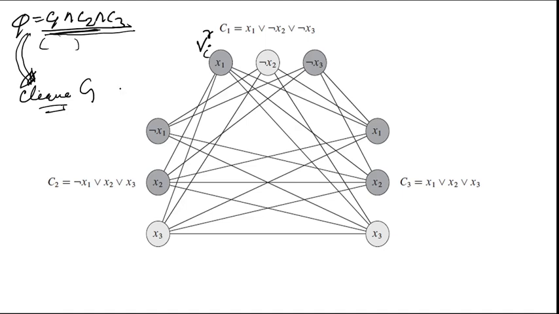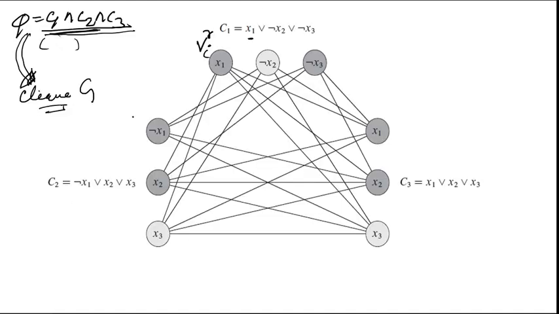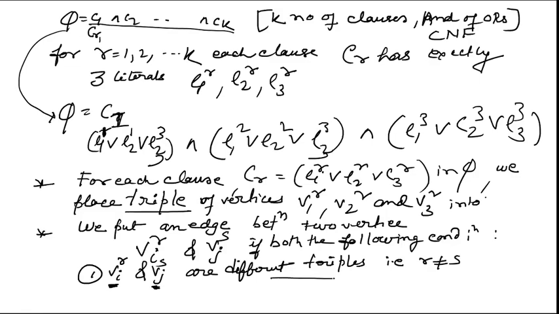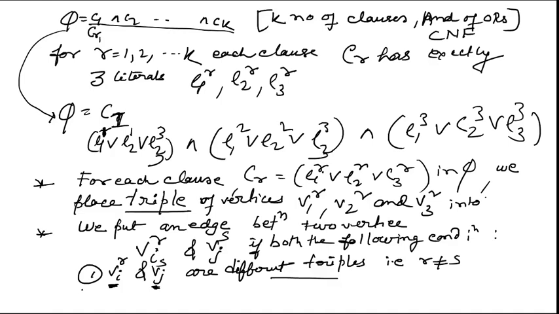This is VIR, the first literal, this is X1. And this is VJS. The first condition says they are different triples. That means this triple is different from this triple, so there is a chance that we'll consider them for connection. That is the first condition, but it is not the end. The second condition is also there. In the last class I told you, but again I'll repeat it. The second condition is that the corresponding literals are consistent.